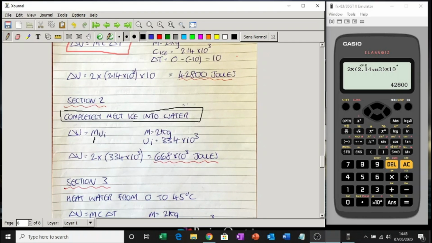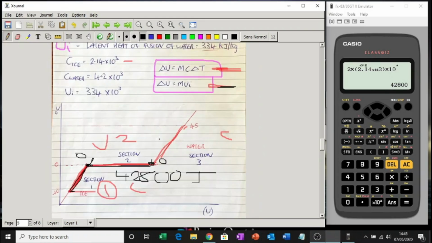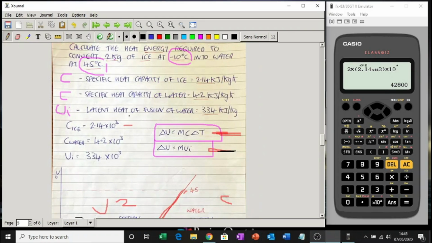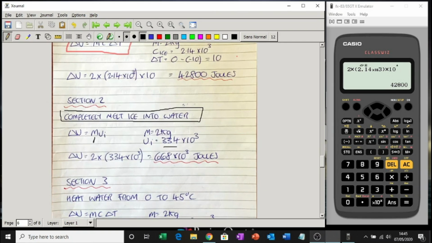So M is the same, and the latent heat of fusion of water is 334 kilo. So M times L. There's the M and there's the L. So 2 times 334. You could put that in if you want to. I've done that. So 668 kilojoules.